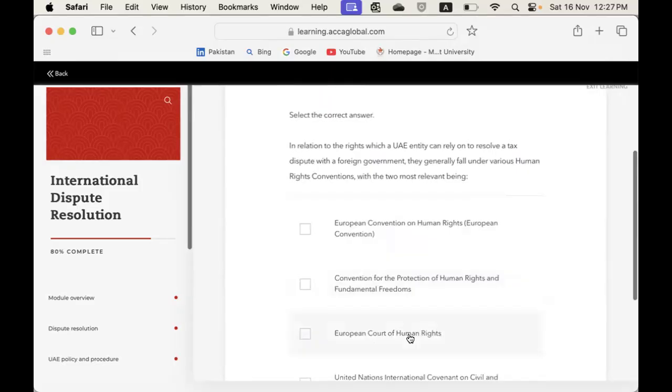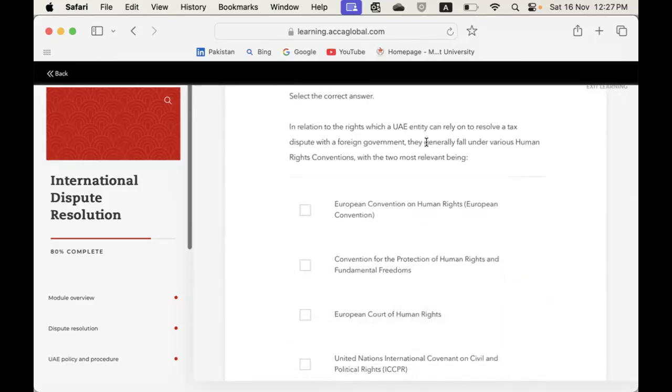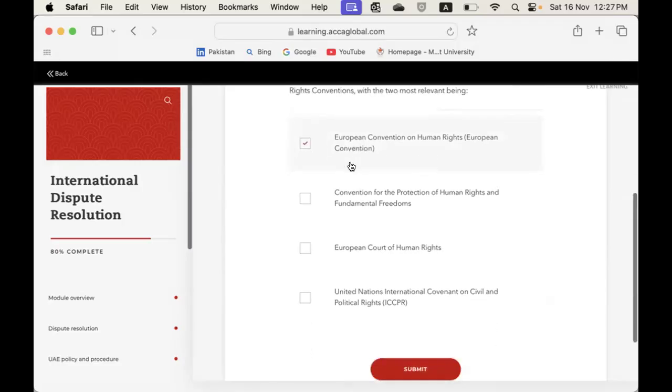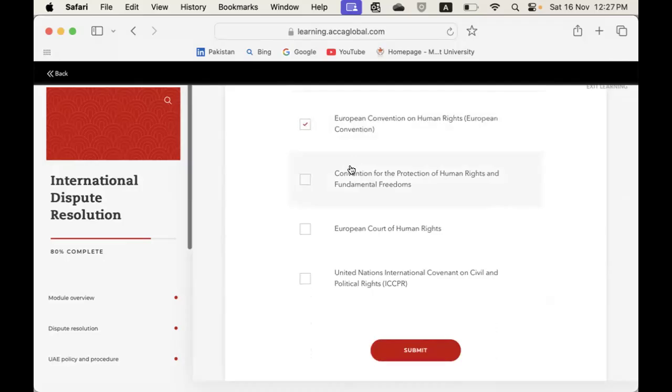Select the correct answer. In relation to the rights which a UAE entity can rely on to resolve a tax dispute with a foreign government, they generally fall under various human rights conventions, with the two most relevant being the European Convention on Human Rights, which we studied, and another one, the ICCPR. So these are the two conventions.